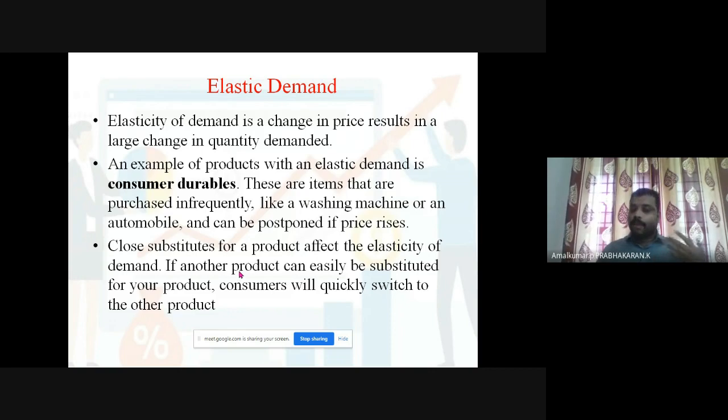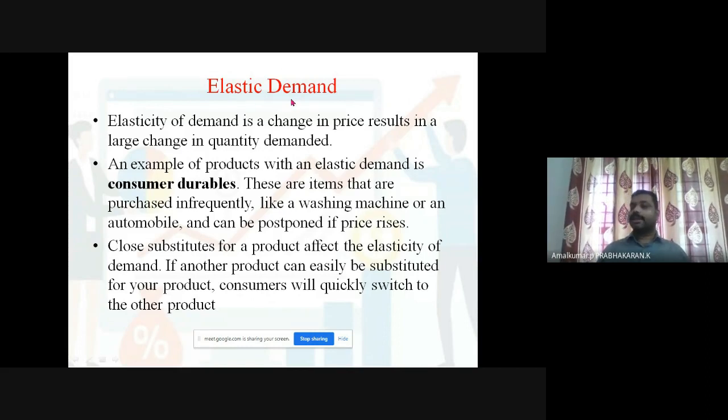If another product can easily be substituted for a particular product, the consumer will quickly switch to the other product. That is the substitution effect. When a close substitute is available, the consumer's demand is shifted from one product to another. This will affect the elasticity of demand. That is the reason for the close substitution effect in elasticity of demand.